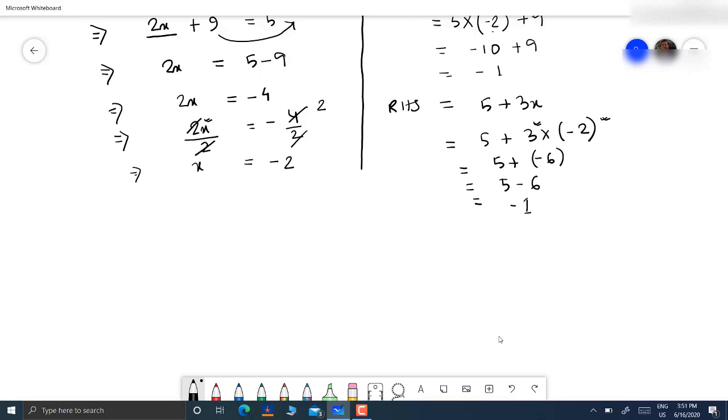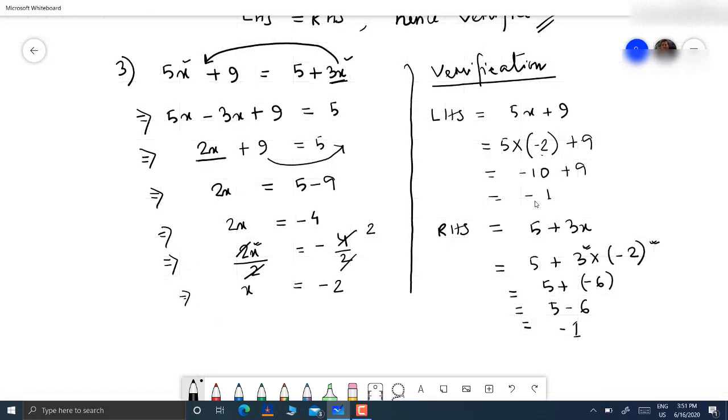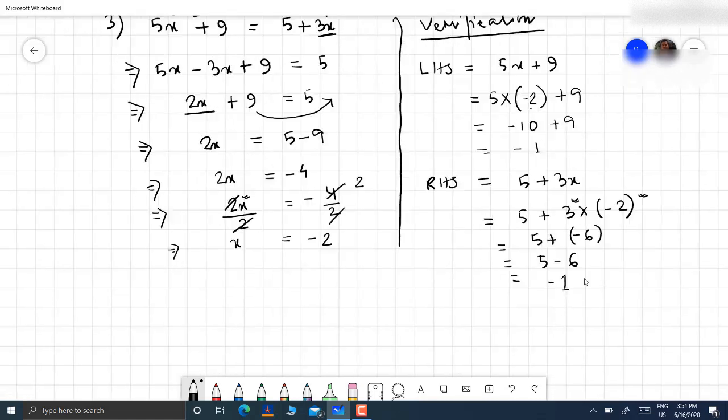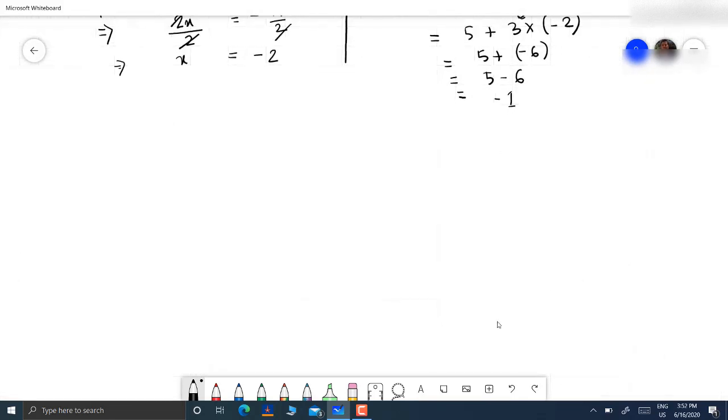Now it is very clear that the LHS and RHS both are taking the same value, means this is minus 1, then this is also minus 1. From LHS I am getting the value minus 1, and from RHS also I am getting the value minus 1. Therefore ultimately our conclusion is what? Our conclusion is what? LHS is equal to RHS, hence verified.